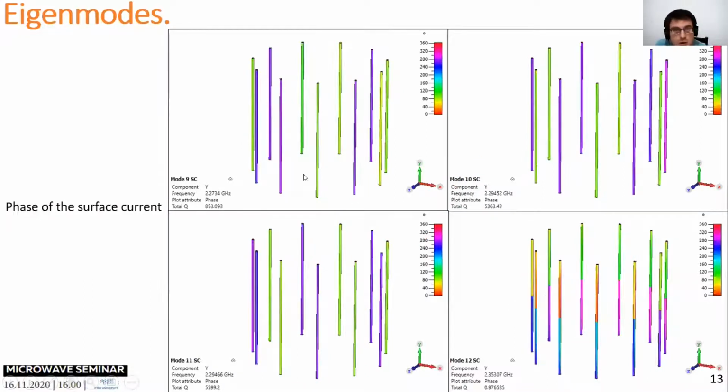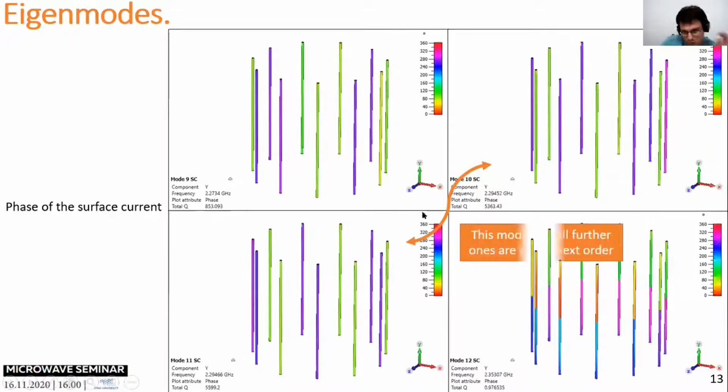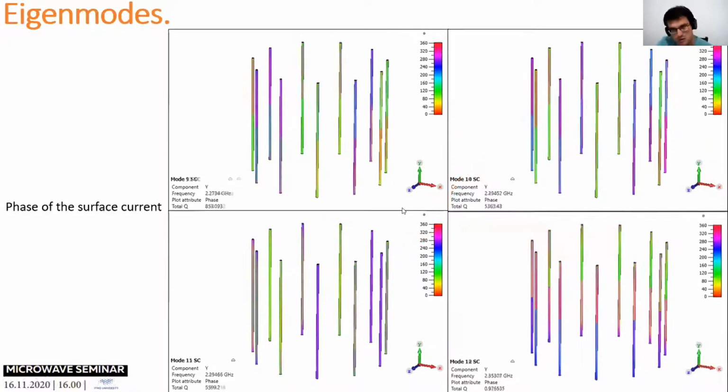And we are going this way up to mode number 11. Starting from mode number 12, we can see that there are two phase changes along the wire direction, and the quality factor of this mode also drops dramatically. So we will deal only with those modes up to mode number 11, and we also have to divide this number by two.